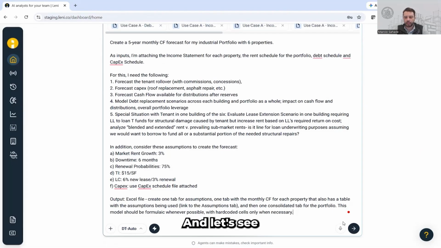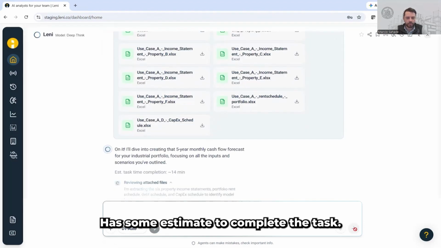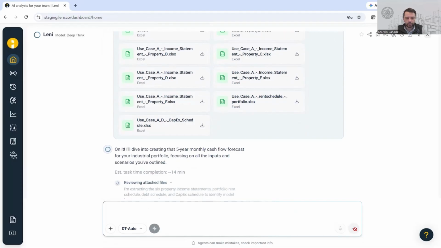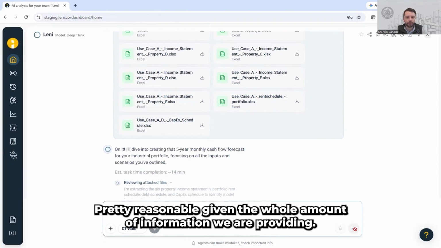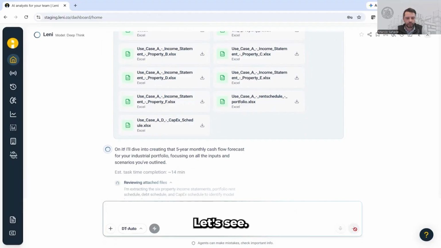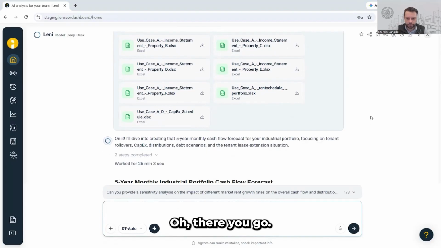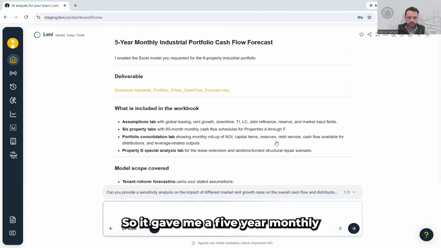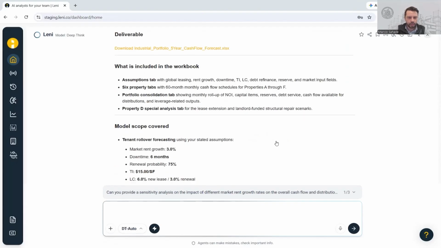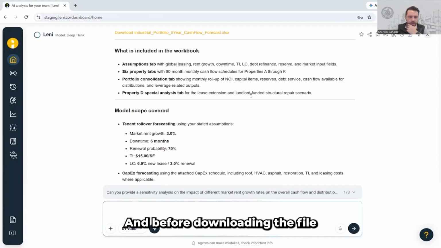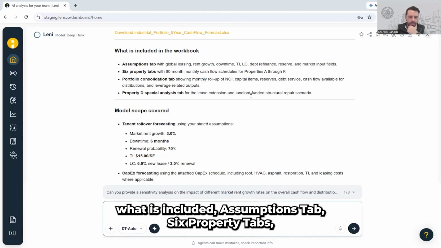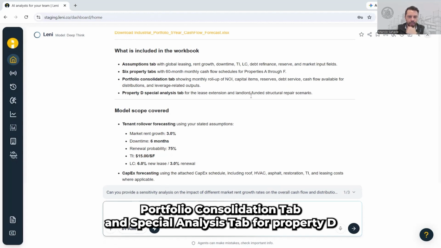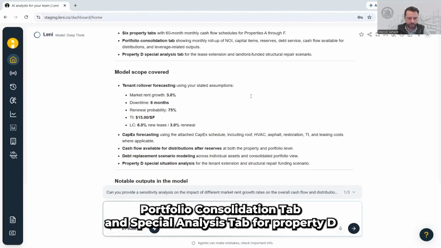All right, let's see Leni's response. It has some estimate to complete the task. Pretty reasonable given the whole amount of information we are providing. Let's see. Oh, there you go. It gave me a 5-year monthly industrial portfolio cash flow forecast. But before downloading the file, what is included? The assumptions tab, 6 property tabs, portfolio consolidation tab, and a special analysis tab for property D.